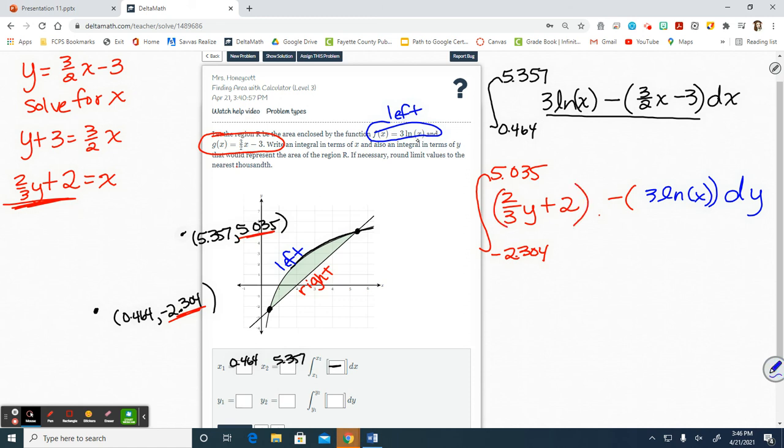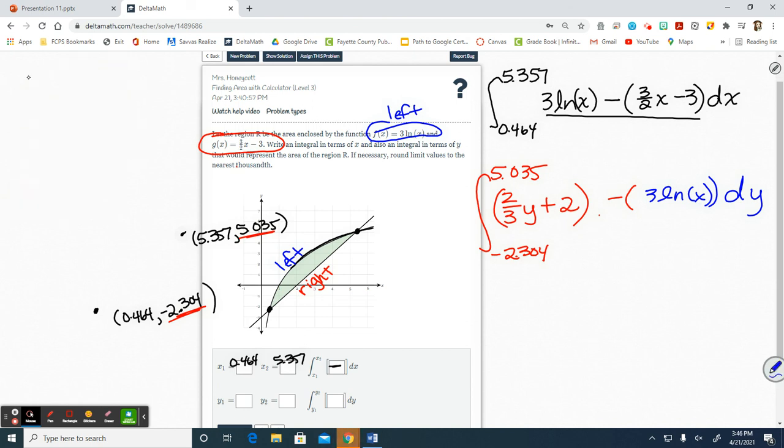For the blue part, I have y equals 3 times the natural log of x. So I need to write this in terms of y. I can do that by changing into exponential form. Let's see, I could divide both sides by 3 first though. So y over 3, or 1/3 y, equals the natural log of x. And natural log I can rewrite in exponential form knowing that this is base e. So e to the 1/3 y equals x.